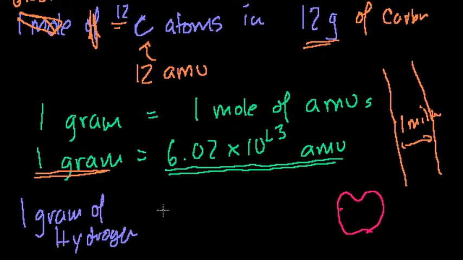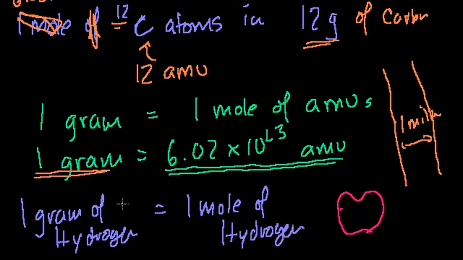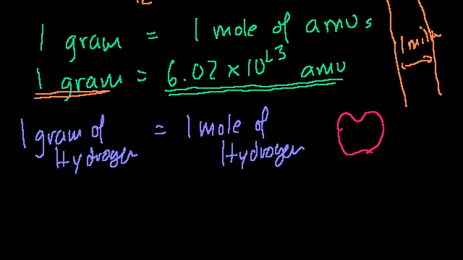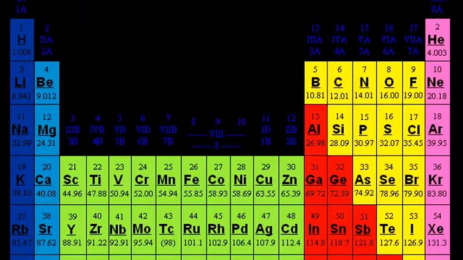If you have 1 gram of hydrogen, that means you have 1 mole of hydrogen. How do I know that? Because hydrogen's atomic mass number is 1. So in general, if you take any element, let me just pick 1 mole of aluminum. 1 mole of aluminum.